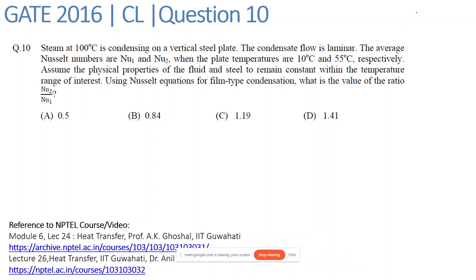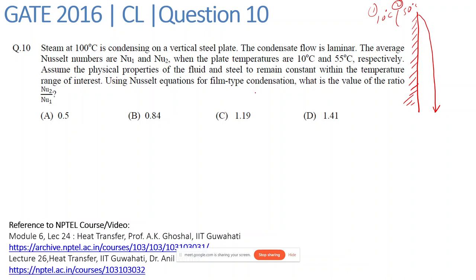So let's say here we have been given a vertical steel plate, and the plate temperatures are 10 degrees Celsius for the first case, and for the second case we have been given it as 50 degrees Celsius, and steam is condensing over this plate, so it will condense like this, and we are having this film type of condensation.